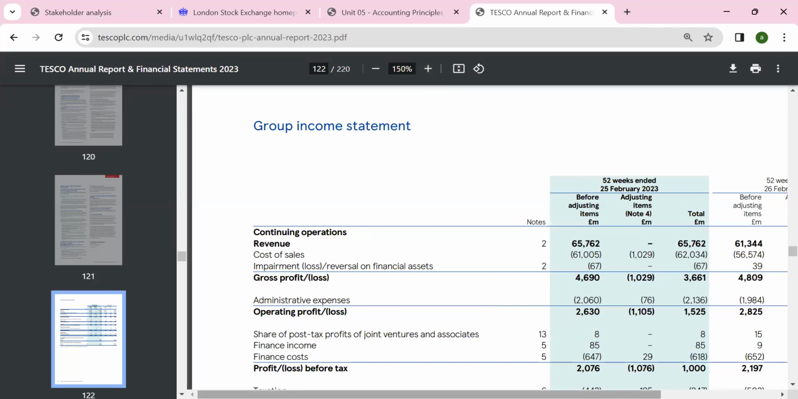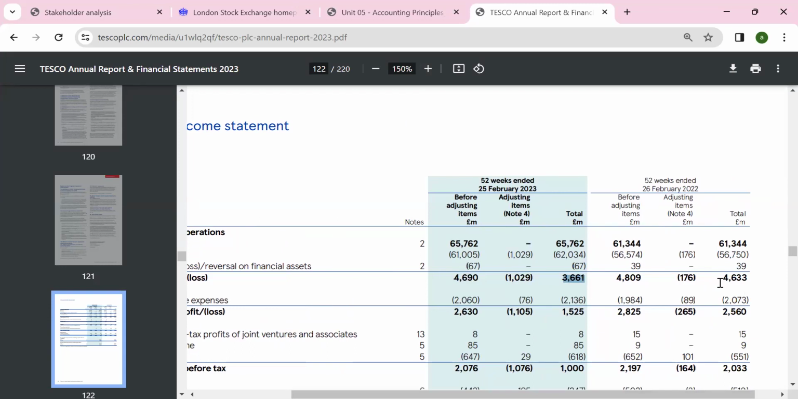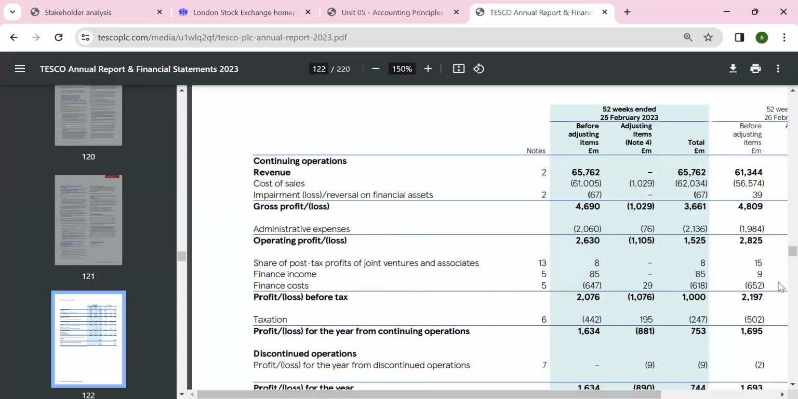What's happened there? You will see the revenue and the gross profit. So how much did it cost them? In the 52 weeks of 2023, they had a total profit after all adjustments of 3661 million. That's the gross profit, and the previous year was 4633 million. So it means their profit dropped by more than 100 million. So we can look at these, and that helps to measure the performance.